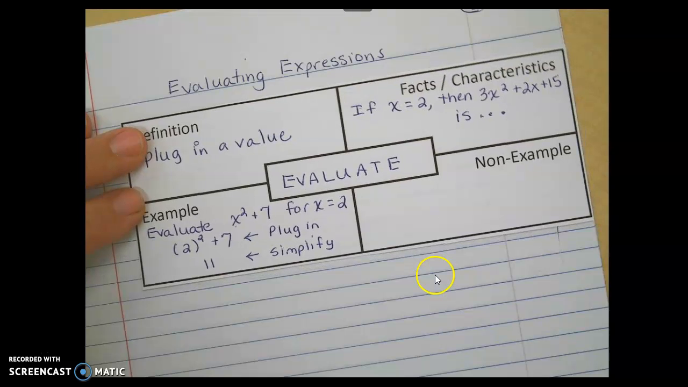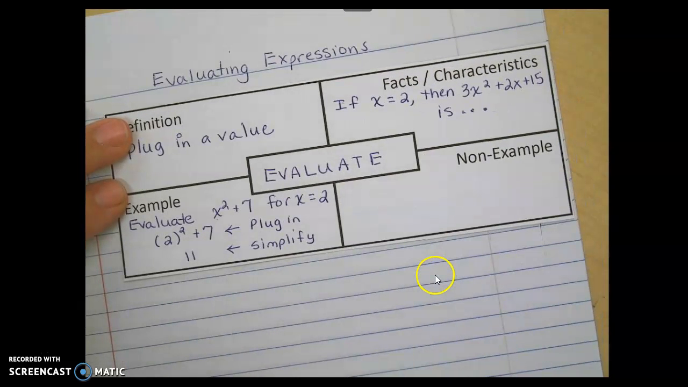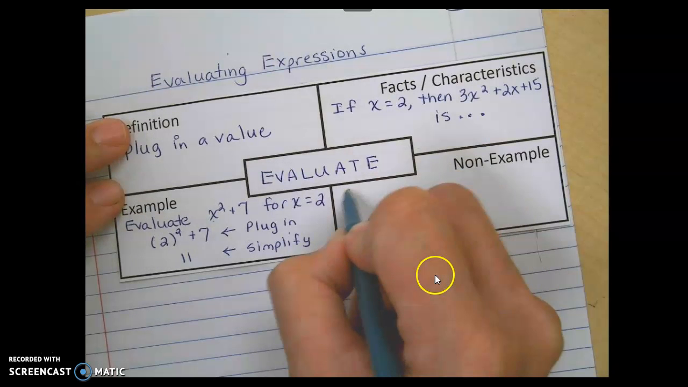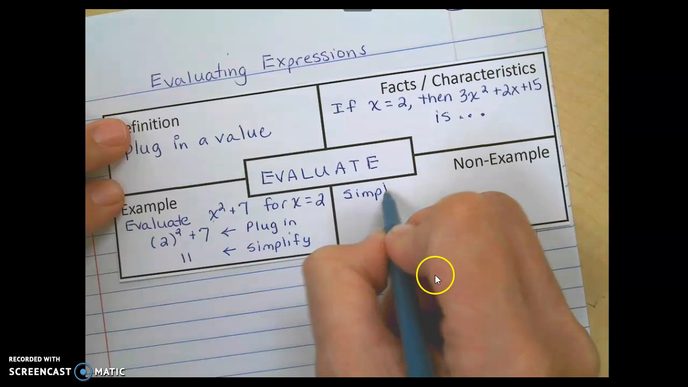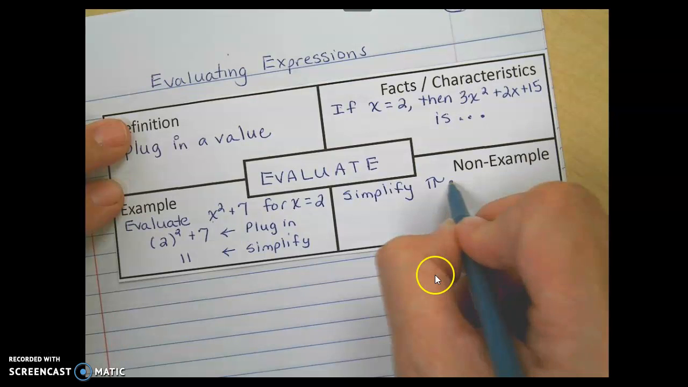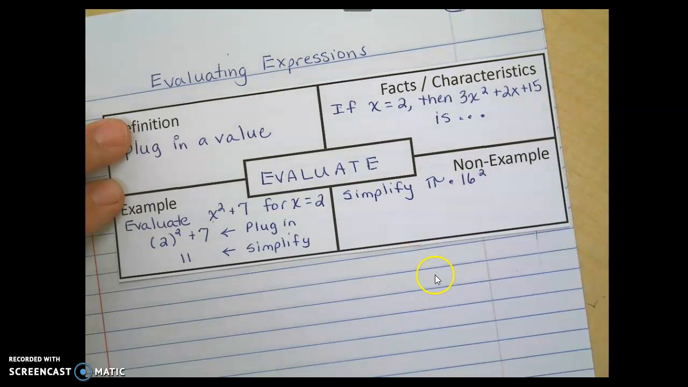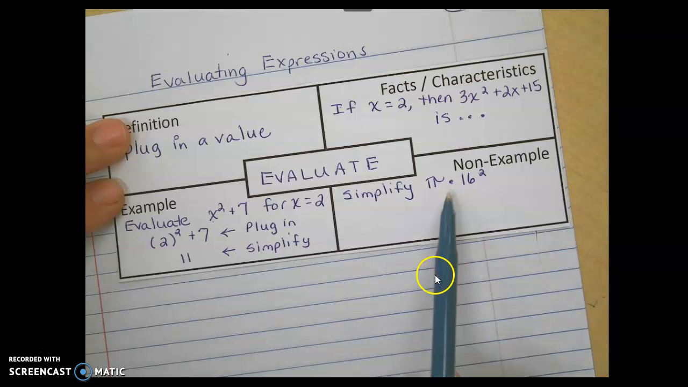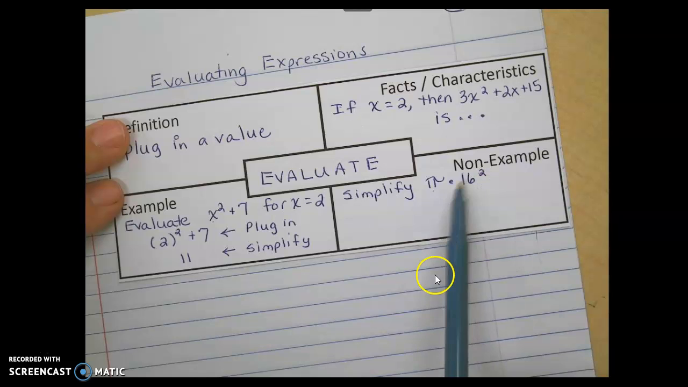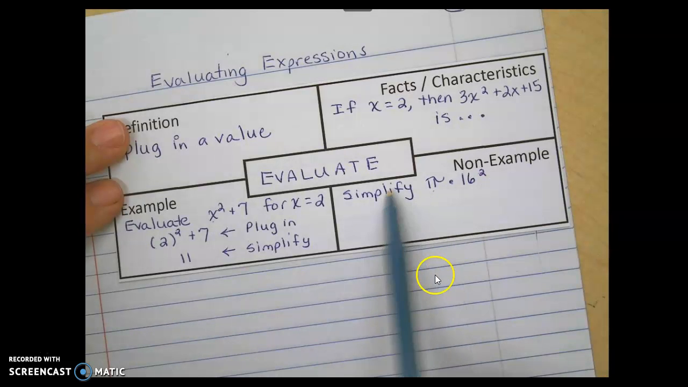Now, the next thing I would like to do is look at non-examples. So they might give you an example. Simplify pi times 16 squared. Well, pi is just a number. We cannot put another value in for it. We can't plug a value in. And 16, there's no place to plug in a value. So this is not a problem where we will evaluate.